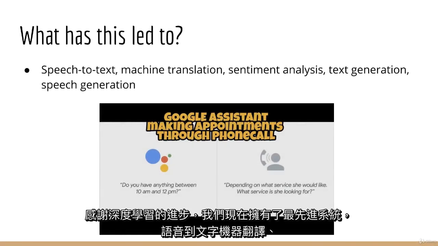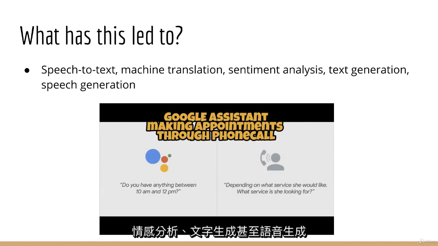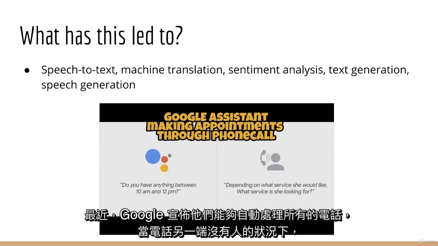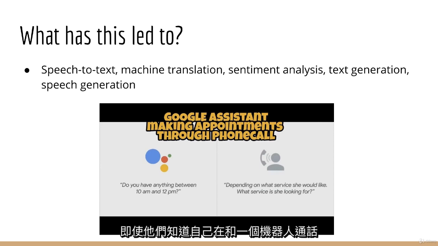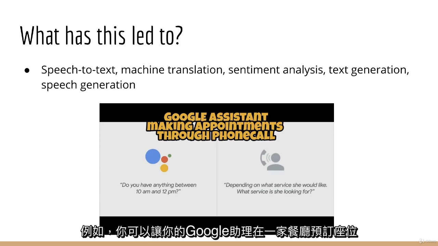Thanks to advancements in deep learning, we now have state-of-the-art systems in speech-to-text, machine translation, sentiment analysis, text generation, and even speech generation. Recently, Google announced that they were able to automate entire phone calls without the person on the other end even knowing that they were talking to a robot. So for example, you might instruct your Google Assistant to make a reservation at a restaurant.